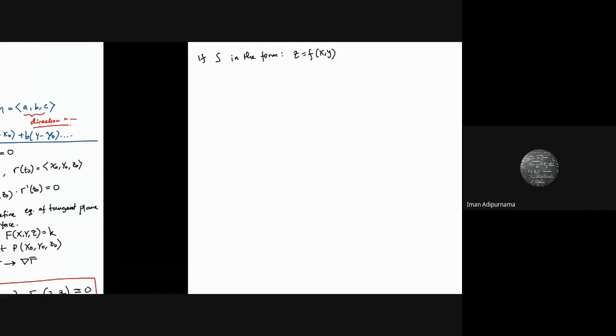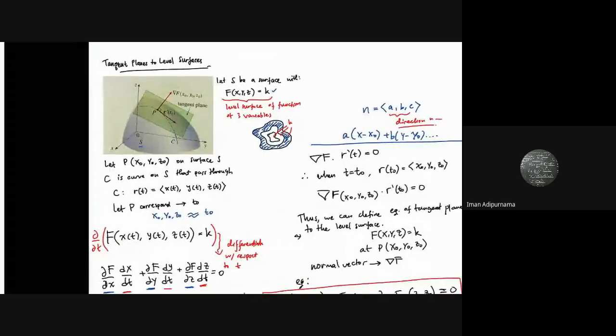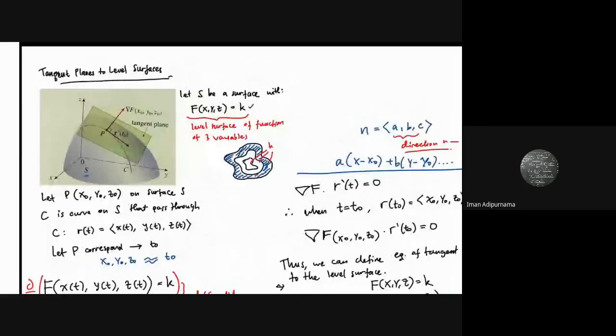Okay, maybe I'm adding some notes. Okay, so what will happen if the surface is in the form of z equals a function of just two variables? Before, we did all the things with three variables, right?